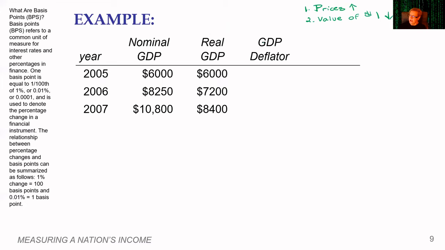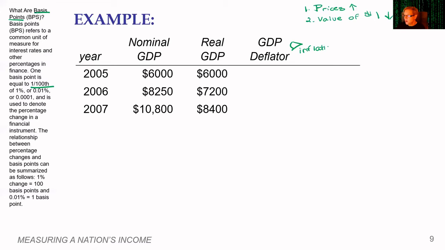Okay. Now, again, in real life, we use lots of data sets. So it's really easy to look at this using what we call basis points. Basis points are 1/100th of a percent. Okay. So we're going to first calculate our basis points and then calculate the inflation rate. How do we get to the GDP deflator, which again is just that pie piece, which is the inflation?